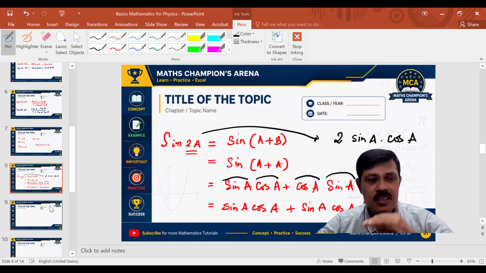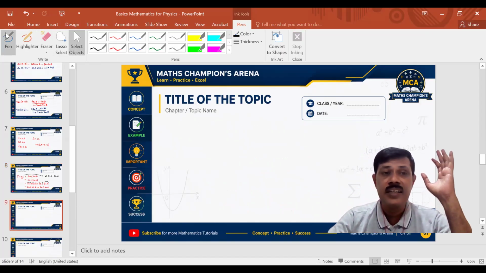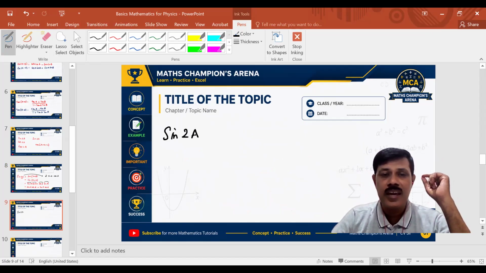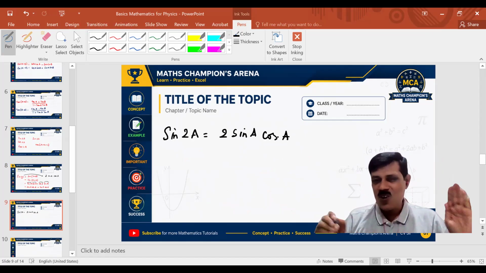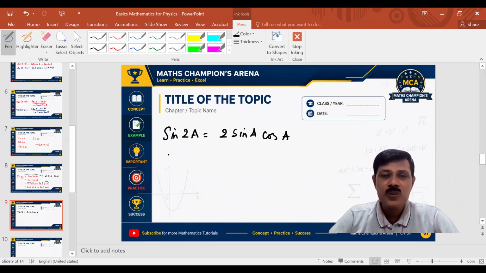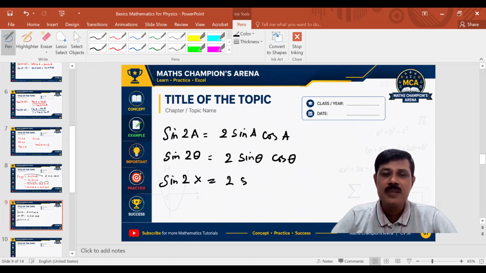Okay, if we learn this, what I can write extra? Now, what is the formula you have written? Sine 2a is equal to 2 sine A cos A. Wow. And now, if I give you something called sine 2 theta, how do you write? So 2 sine theta cos theta. Similarly, if I write sine 2x, this can be written as 2 sine x cos x.